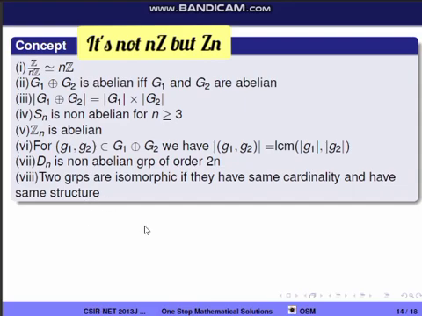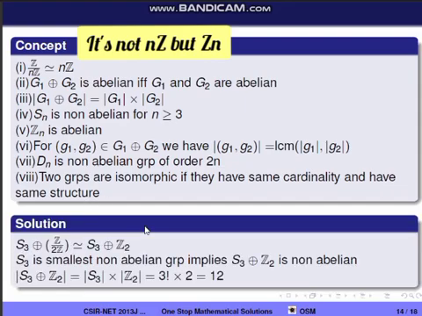Now we look into the question. S3 ⊕ Z/2Z. Now we know Z/nZ is isomorphic to Zn, so Z/2Z is isomorphic to Z2. So this is isomorphic to S3 ⊕ Z2. And we know S3 is the smallest non-abelian group, so this implies S3 ⊕ Z2 is non-abelian. We know that an external direct product is abelian only if both are abelian, from concept 2.